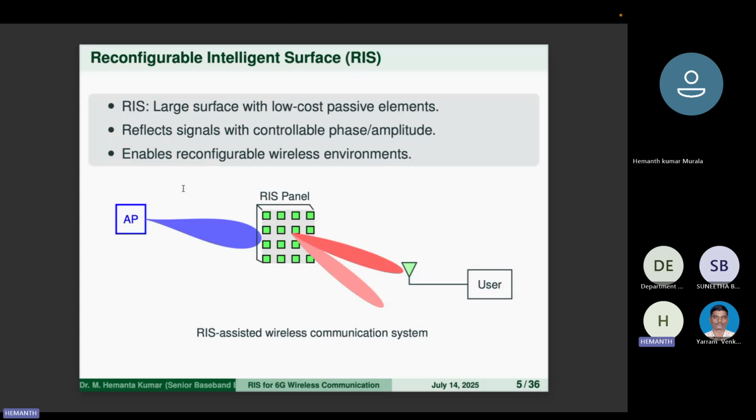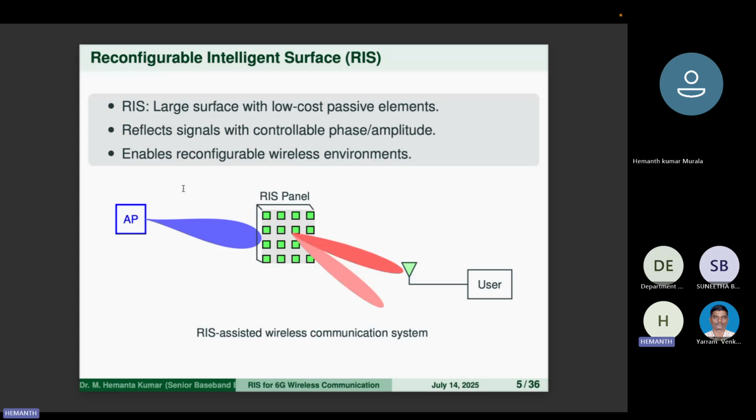Passive means there is no power consumption required. Active means you have to give some power. For example, an amplifier requires some power. If you put a mirror, it reflects, and no power is required.